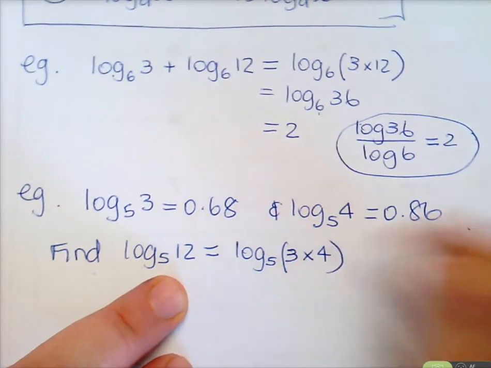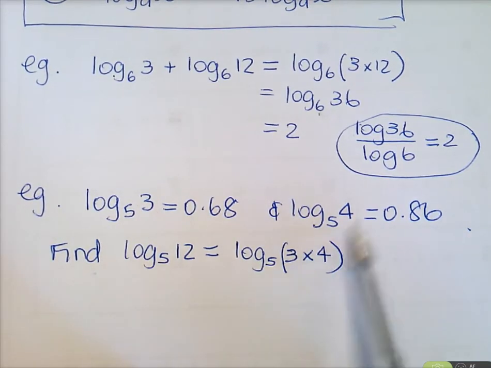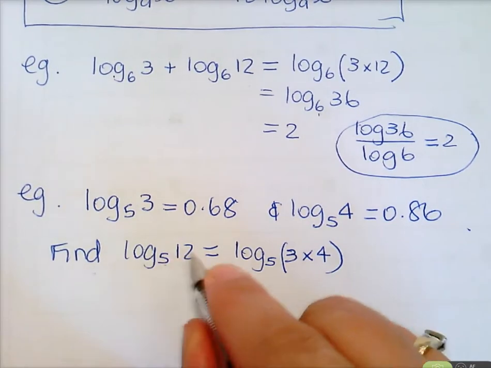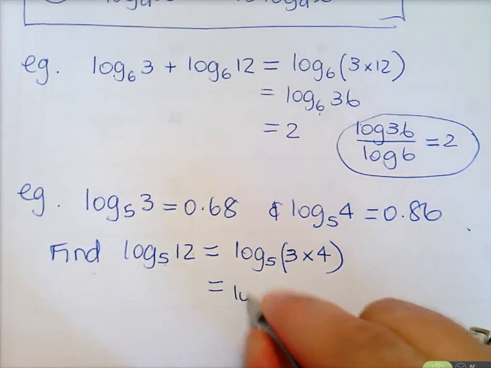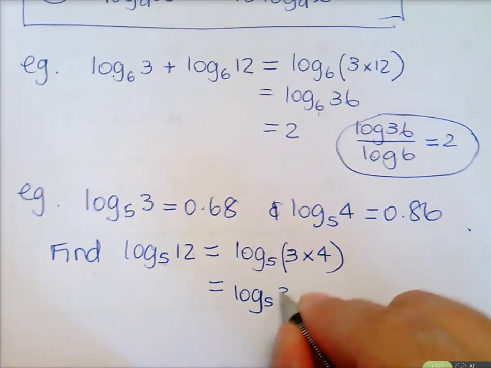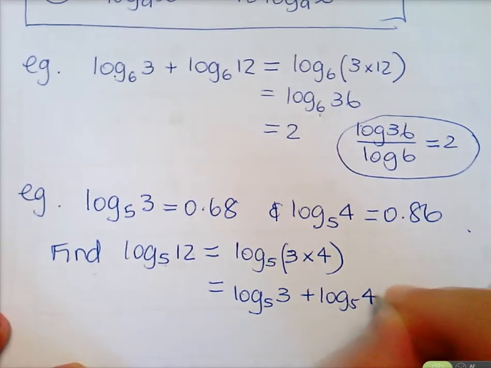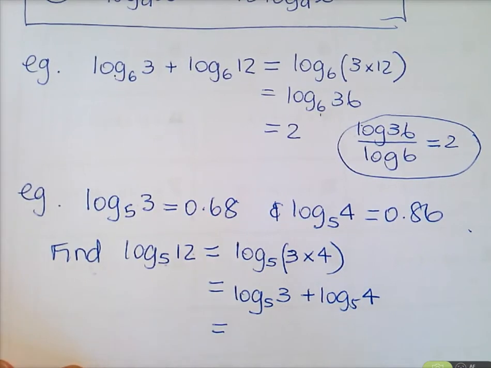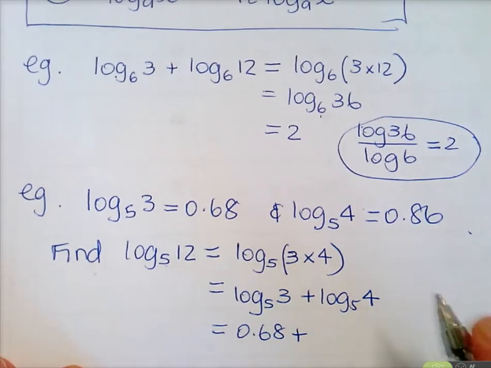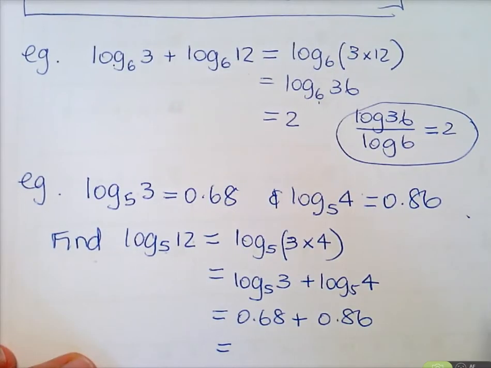3 times 4. Why am I doing that? Because I know what log to the base 5 of 3 is and log to the base 5 of 4 is. So log to the base 5 of 12 is log to the base 5 of 3 times 4. What's the rule say? That I can split them up and put a, what? Plus. Do you know what each of those is? Girls, do you know what I'm doing? Log to the base 5 of 3 is 0.68. Log to the base 5 of 4 is given to you. It's 0.86. And so the answer is what?